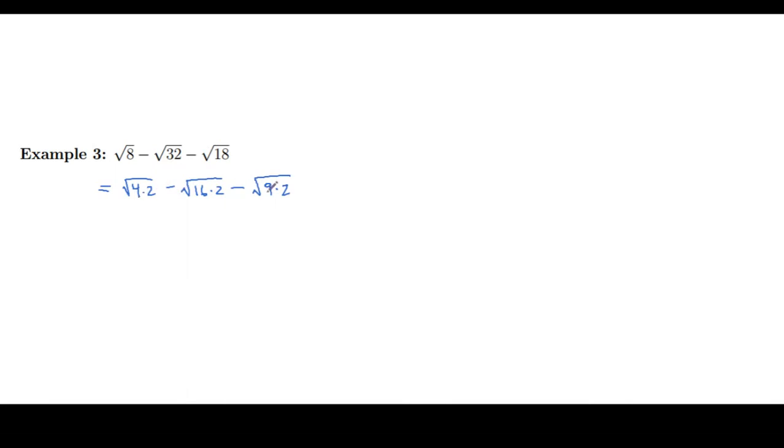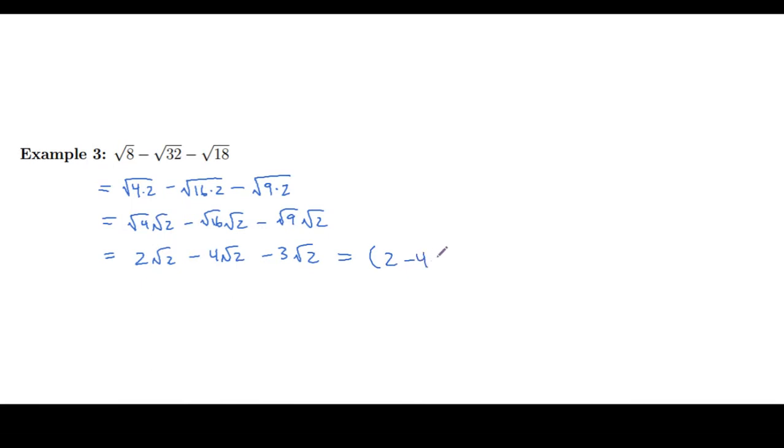If you don't see that pattern immediately, we should still remember that you need to factor it so you have perfect squares. So then this becomes what? Well, that's square root of 4 times square root of 2, minus square root of 16 times square root of 2, minus square root of 9 times square root of 2, just using that multiplicative property that we had before. This is 2 root 2, this is 4 root 2, and this is 3 root 2. Then combining the coefficients, we have 2 minus 4 minus 3 root 2. So 2 minus 4 is negative 2, minus 3 is negative 5. So this would be negative 5 root 2.